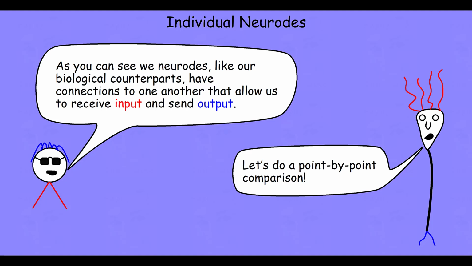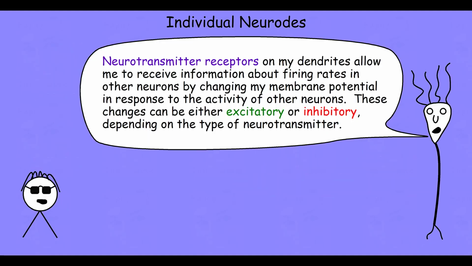Like their biological counterparts, these units have connections with one another that allow them to receive input and output. For our neurons, it's neurotransmitter receptors on the dendrites that allow a neuron to receive information about the firing rates in other neurons by changing the postsynaptic membrane potential in response to the activity of those other neurons. These changes can be either excitatory or inhibitory. They can depolarize or hyperpolarize the localized membrane on that dendrite.